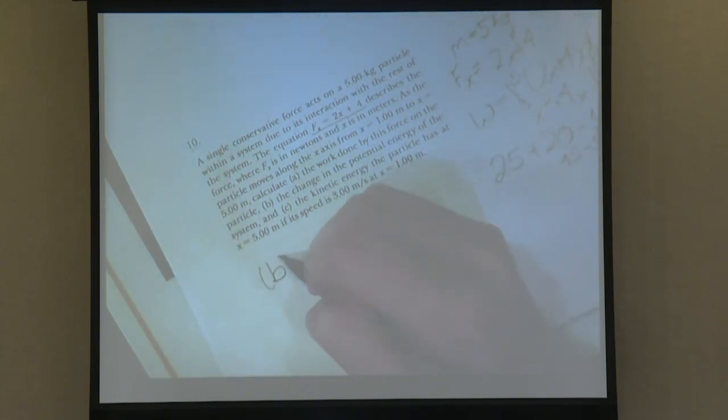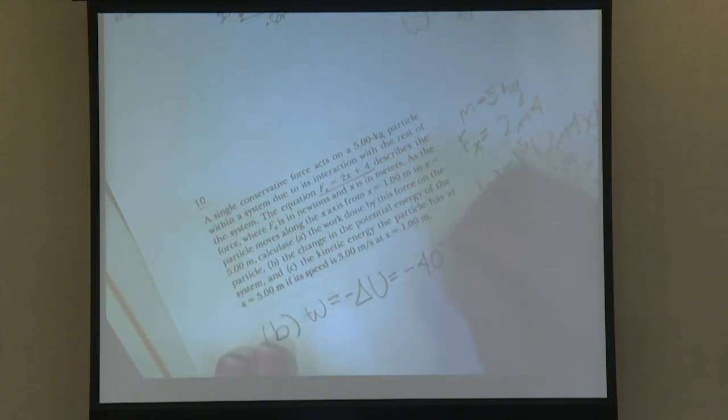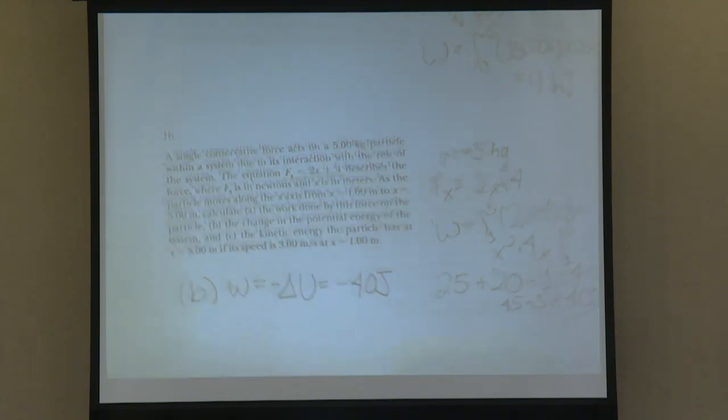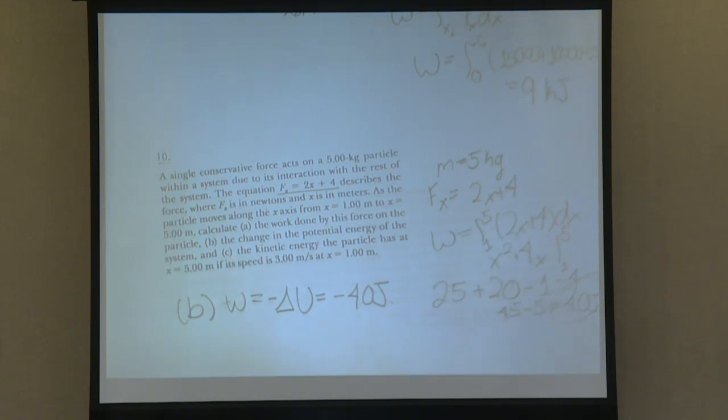Our change in potential energy is going to be equal to the negative of the work done. So that's going to be negative 40 joules, which is what happens because the potential energy is converted to work. So that's why it's going to be the opposite.